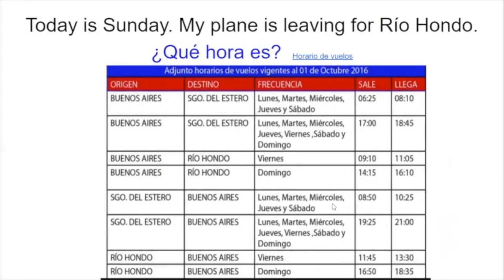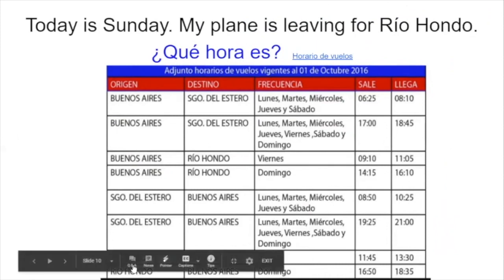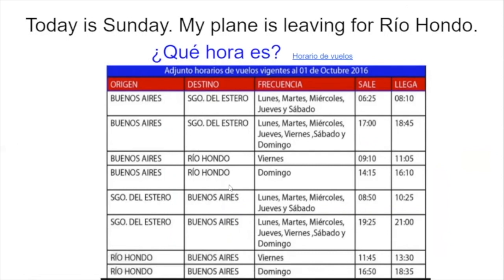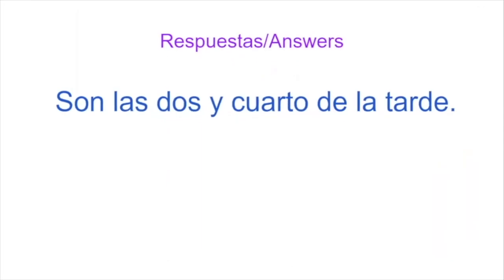Today is Sunday. My plane is leaving for Rio Hondo. Rio Hondo. Encuentra Rio Hondo en el horario. Aquí están. Hay 2. Today is Sunday. Viernes, domingo. ¿Qué hora es? Pausa el video. Son las 2:15 de la tarde. Muy bien.